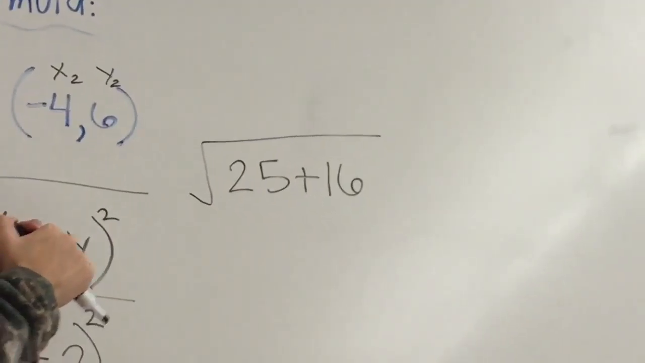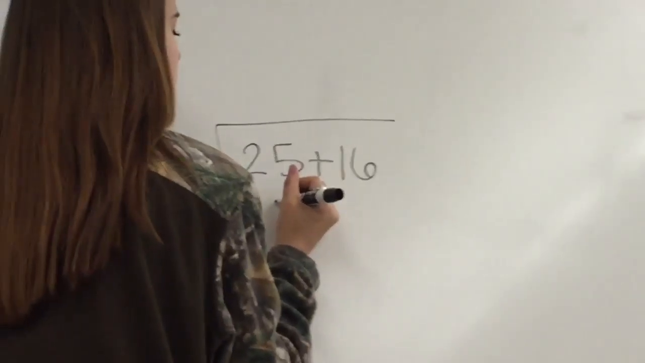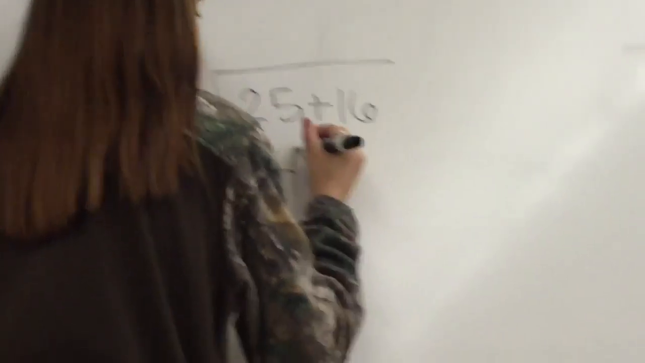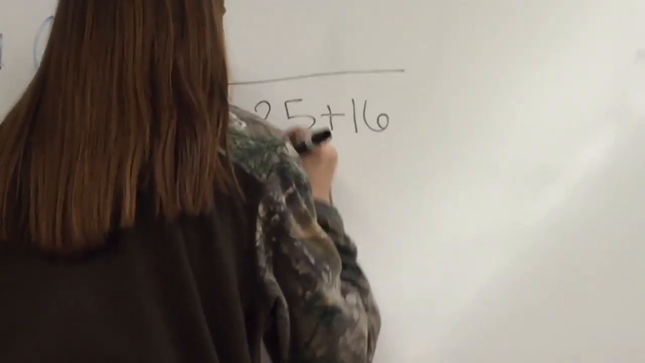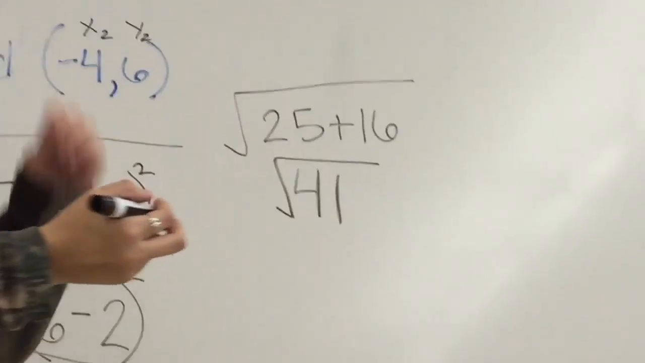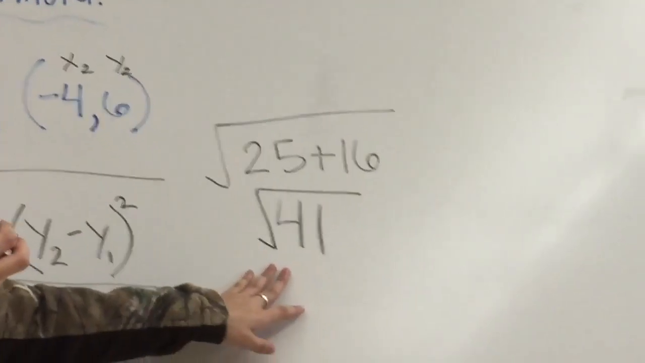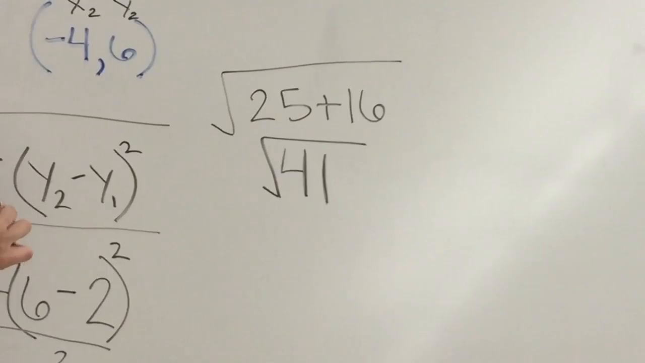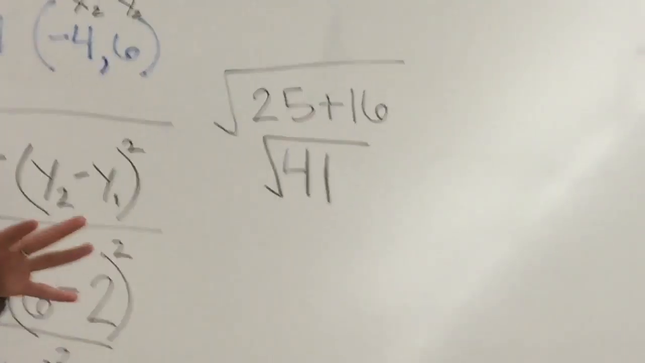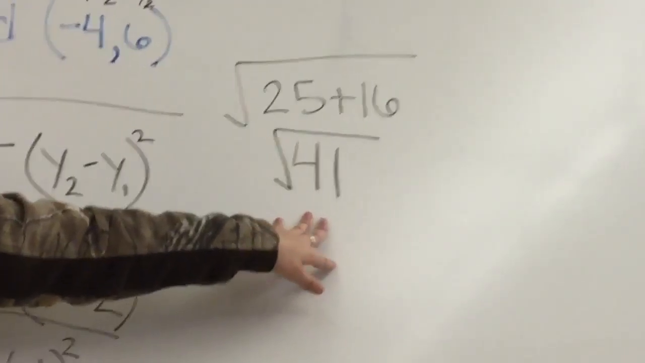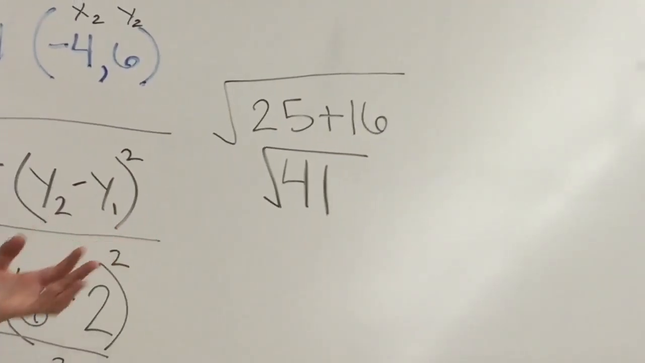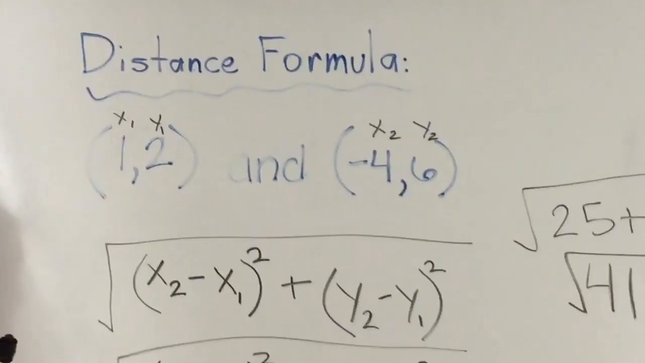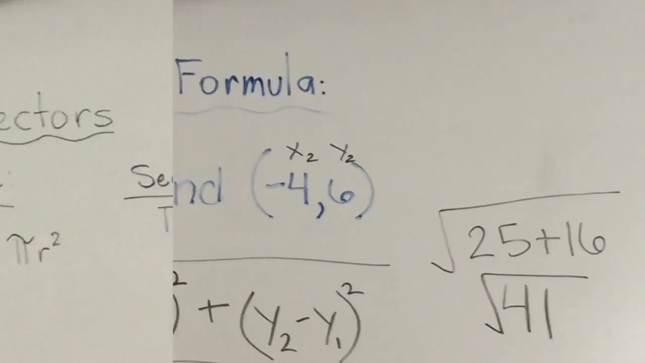Alright, so that comes out to be 41. Square root. And, you know, you can always figure that out, see what the actual square root is, but most of the time, your teacher will just let you keep it as square root 41 because it isn't a perfect square root. So that would be your answer, and that is distance formula.